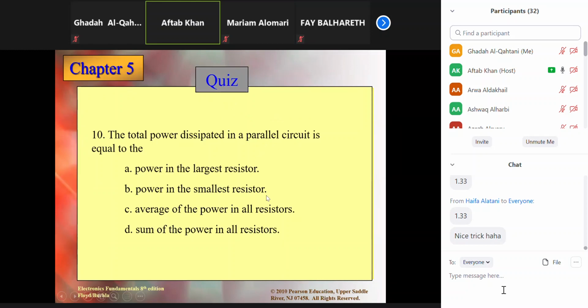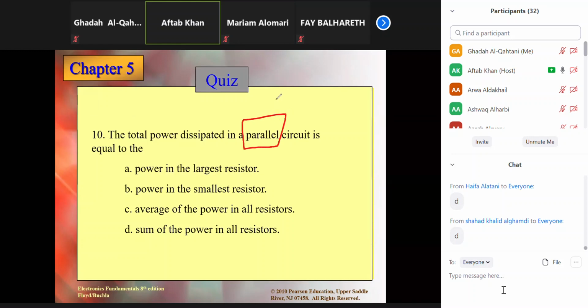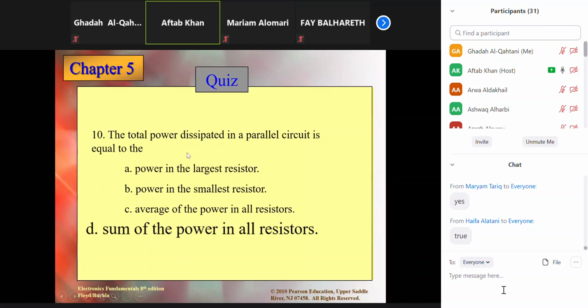All right. So the total power dissipated in a parallel circuit is equal to D, the sum of the powers in all the resistors. Correct. One more thing I would like to add: it is not only parallel, it is also applicable for series. This is something more which you can add here. All right. So this way I believe we are done.